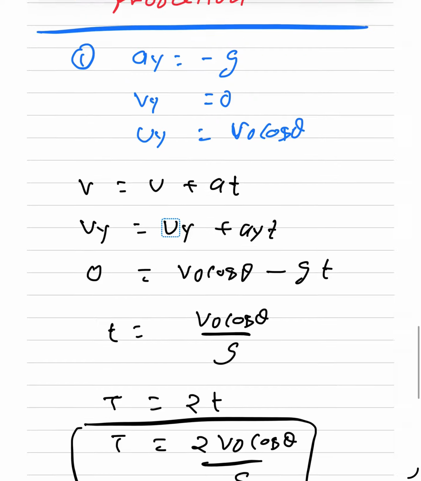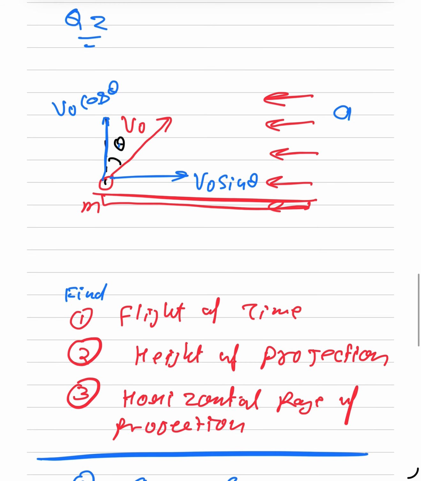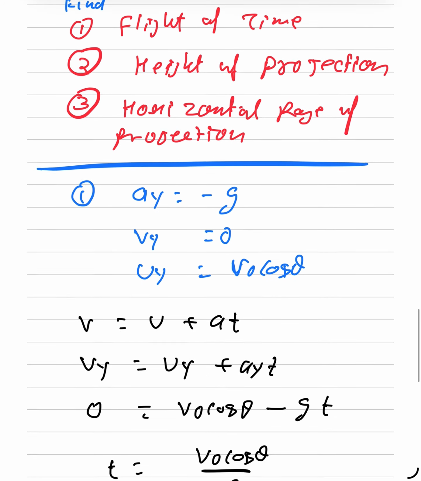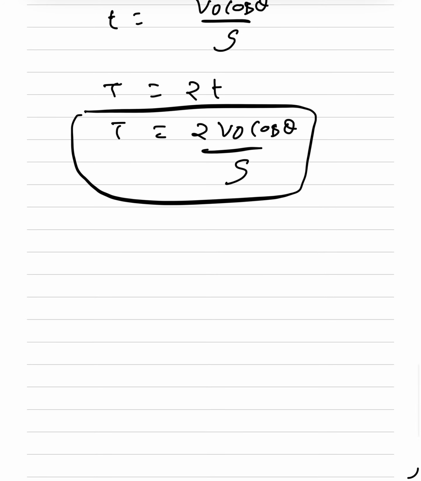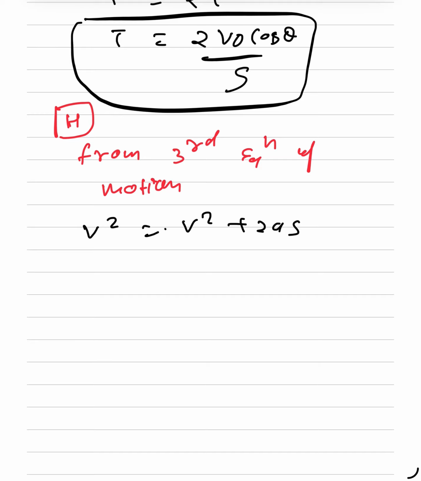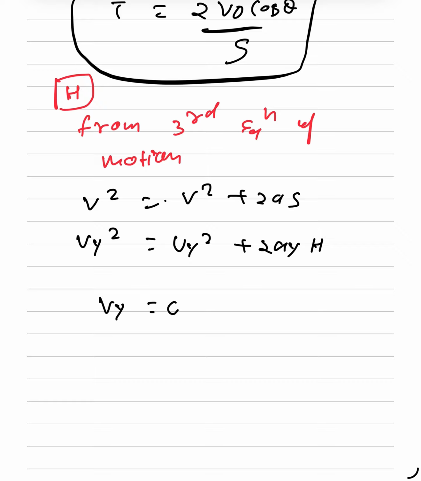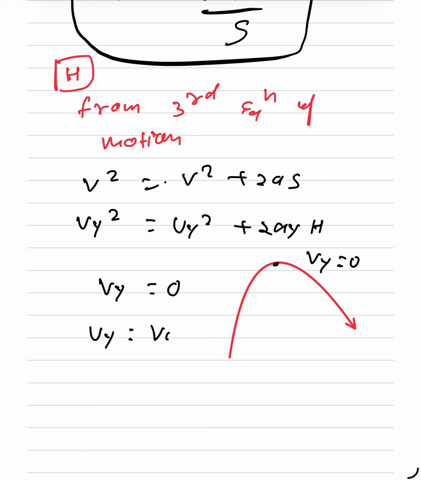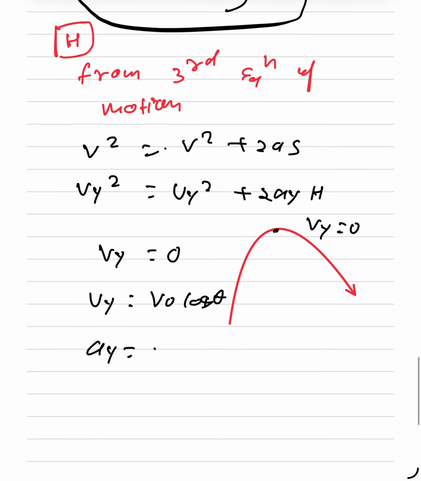This is the basic formula for the flight time of projectile motion in the given situation. Next is the calculation of the height of projection. From the third equation of motion, v squared equals u squared plus 2 a s, along the y direction v y squared equals u y squared plus 2 a y h. Putting in all values, v y equals 0 because at the peak point the vertical component of the projectile velocity is 0, u y equals v naught cos theta, and a y equals negative g.